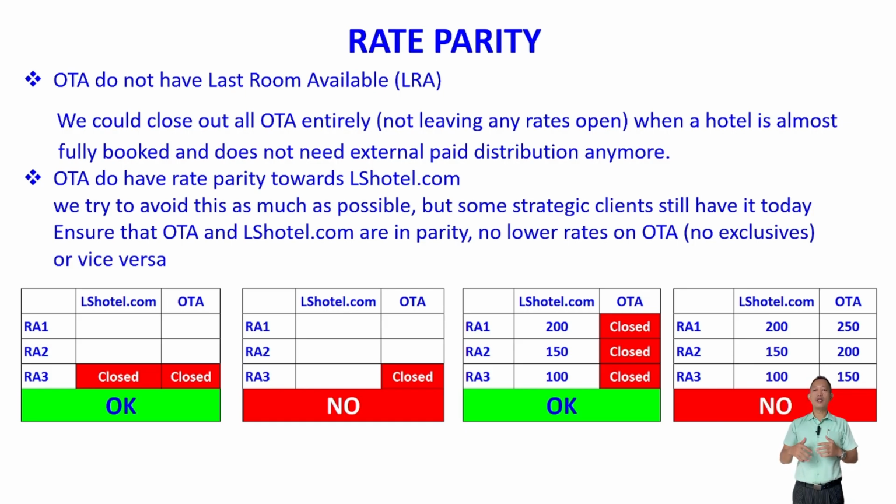In some situations, we want to maximize our profit. We do not want to pay commission, and then we will choose to close OTA. It is okay, as long as we close all OTAs. If we close all OTAs, all the rates are okay. We cannot close only one rate, but we can close the entire rate. That is possible, but as long as OTA is open, the rate cannot be different.